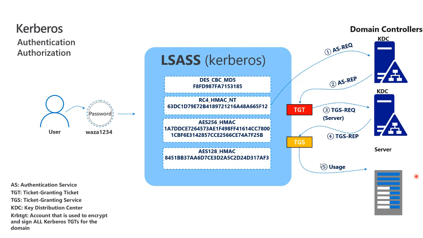The user, or the client, now can use this TGS to access the server. In our case, it would be the Exchange service. I do want to mention that both TGT and TGS include a security group list that helps the server determine whether the client, the user that now tries to get access, has permission on that server.